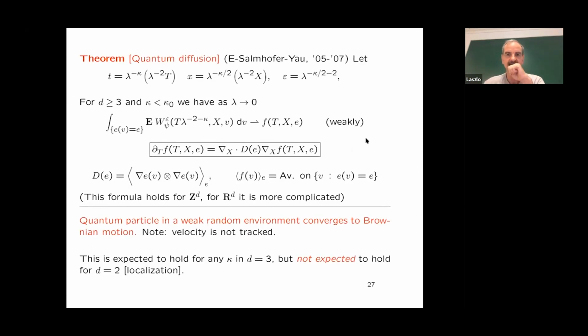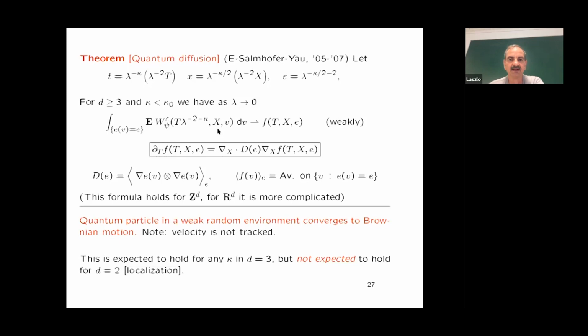And here's the result for the diffusion. I guess by now you can guess how the result would look. It says the following: you take this scaling as we discussed. You take the additional effect, you run it up to time lambda to the minus 2 minus kappa. You scale the space accordingly, and then you again take the time evolution of the wave function. You take its Wigner transform. Now you do one more thing, which we didn't do in the Boltzmann situation, namely you also integrate out the velocity.